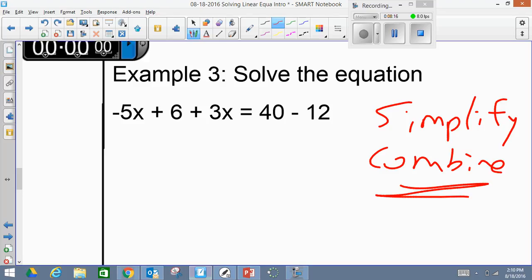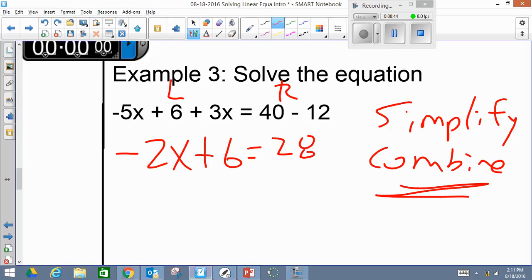So on the left side, here's my left, here's the right side. On the left side, I have x here and x there, so I have to combine those two. Now I go by whatever they have in front. Negative 5x plus 3x is going to give me negative 2x. Bring down the plus 6. And on the other side, I combine those two because neither one of them has an x. So they're like terms, they're constants. 40 minus 12 is 28. That's an 8, by the way. Sorry about that. Now it's a regular and easy equation.